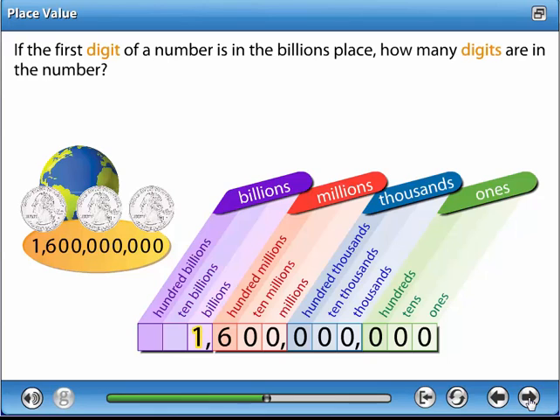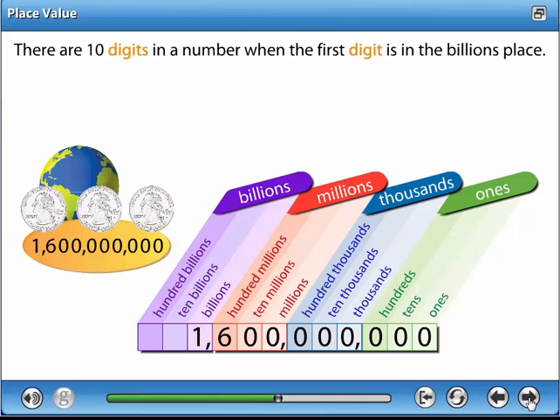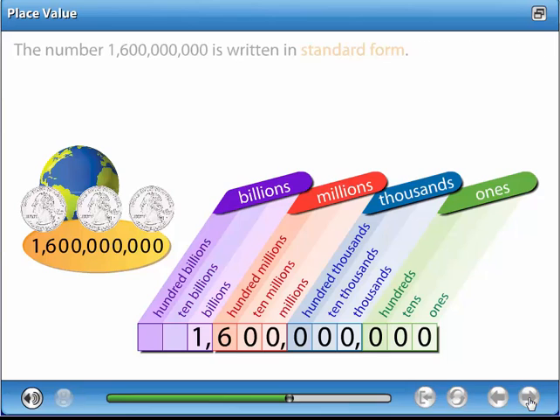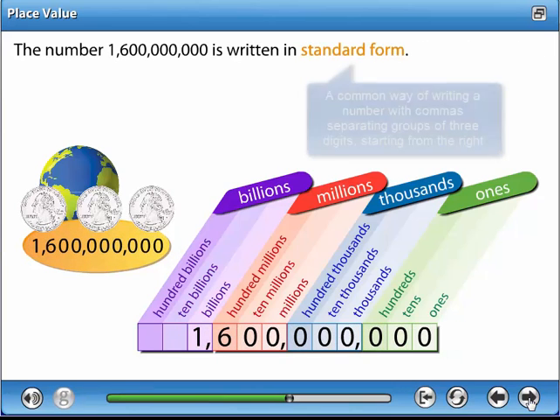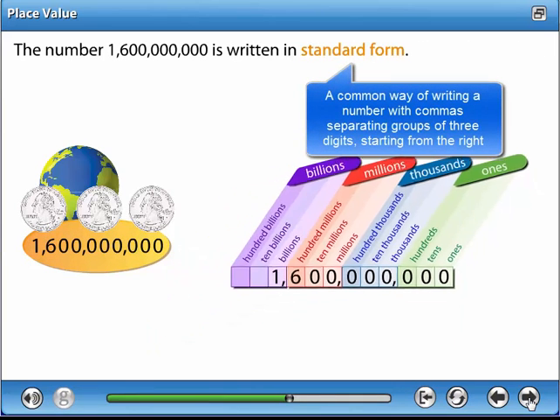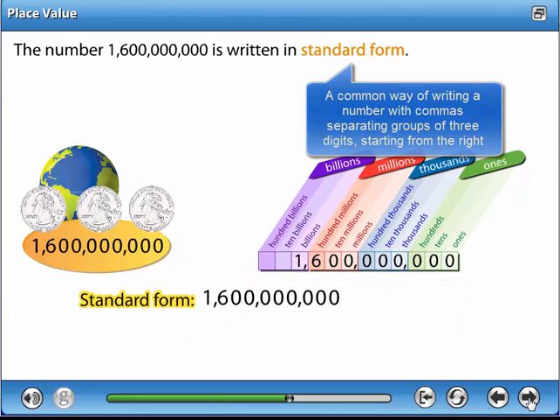If the first digit of a number is in the billions place, how many digits are in the number? There are 10 digits in a number when the first digit is in the billions place. The number 1,600,000,000 is written in standard form.